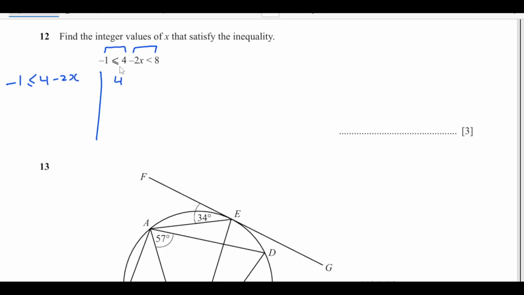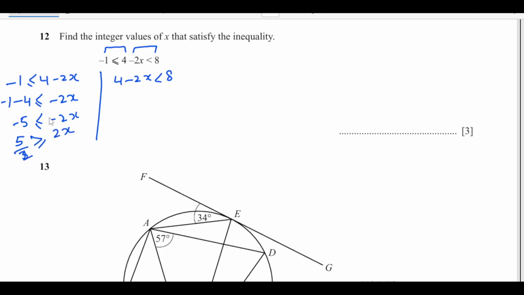The other part is 4 minus 2x is less than 8, right? So here when we calculate, I shift 4 to the other side, because 4 is gone on the other side, so I'm not writing it here. So it is negative 2x. This is minus 5 less than 2 minus x. Now you see we have a negative sign on both sides, so that means we have to multiply by negative. When we make it negative, this sign is going to change. This will become greater than or equal to 2x.